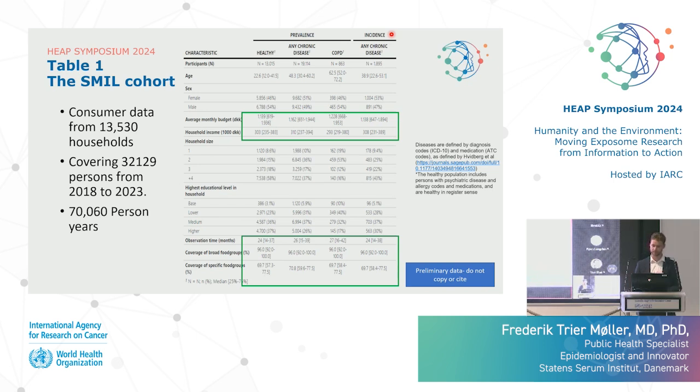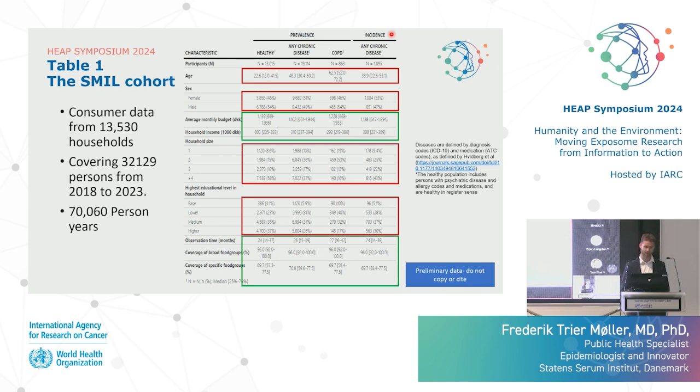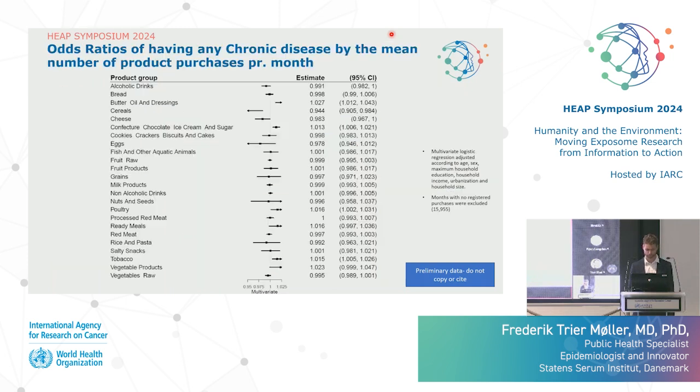The average monthly budget is quite balanced, as you can see here, and this is the same with the household income, the observation time, and the general coverage of the products. But if you look at age, sex, household size, and highest educational level in the household, you see marked differences between the groups.